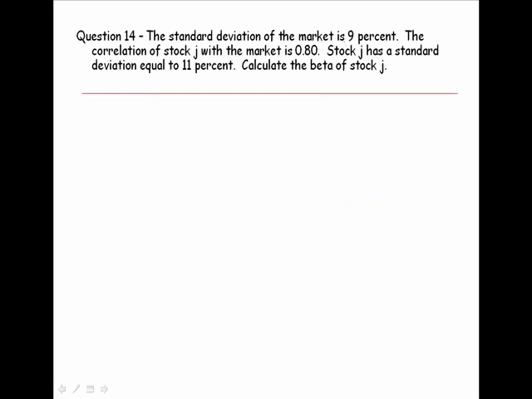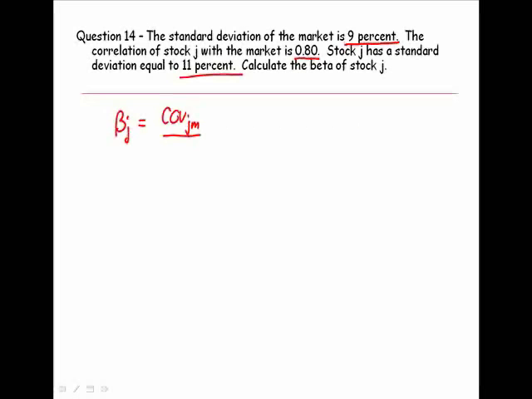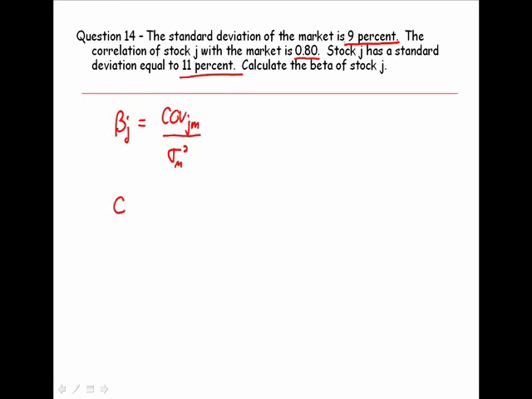Standard deviation of the market is 9%. The correlation of stock J with the market is 0.8. We see also that stock J has a standard deviation equal to 11%. Calculate the beta of stock J. We begin with our formula for beta. The beta of stock J is equal to the covariance of stock J with the market divided by the variance of the market. Let's solve for covariance.